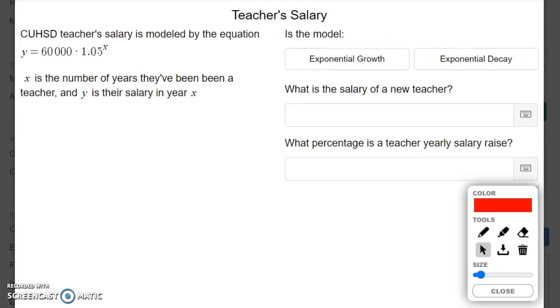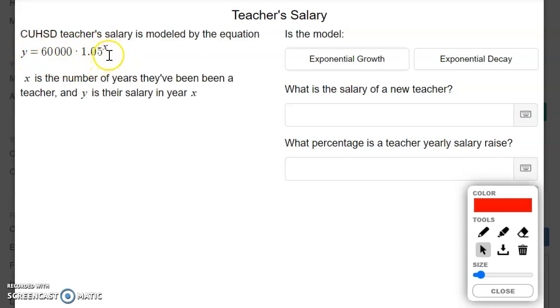Now we're going to go on to cards 8 to 11. This time we are going to talk about salary gain. CUHSD teacher salary is modeled by the equation. Let's say this is the equation that models the salary. X is the number of years they've been a teacher, and Y is the salary in year X. So in year X, this is the representation of the salary.